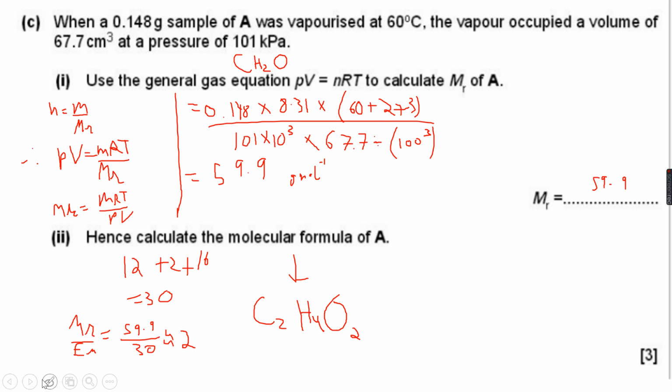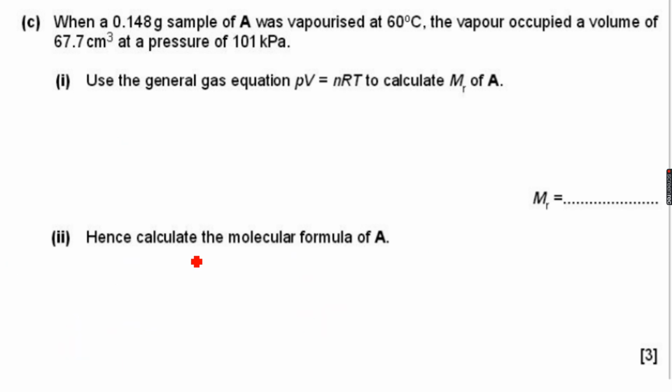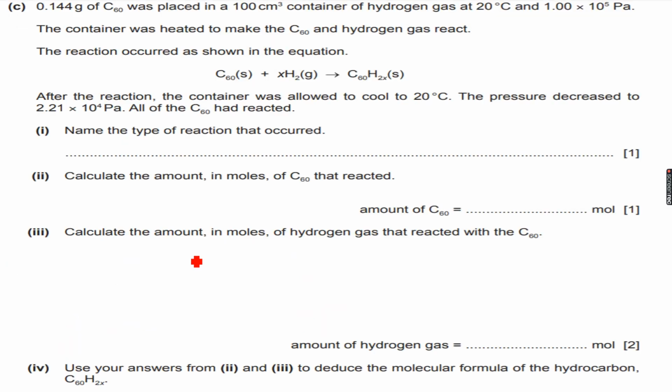So now we can move on to the next question, which is the last question. 0.144 grams of C60, which is Buckminster fullerene, we will talk about this later in this presentation, was placed in a 100 centimeter cube container of hydrogen gas at 20 degrees Celsius and 1 into 10 to the power of 5 pascals. The container was heated to make the C60 and hydrogen gas react. Okay, the reaction occurred as shown in the equation.